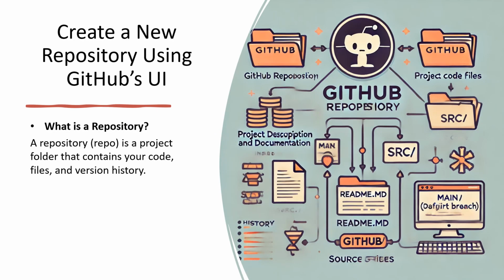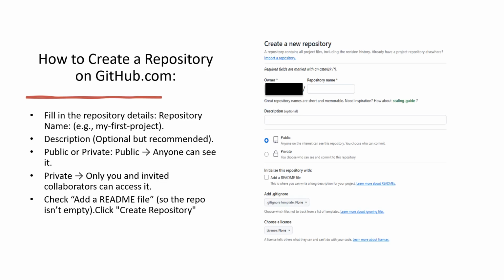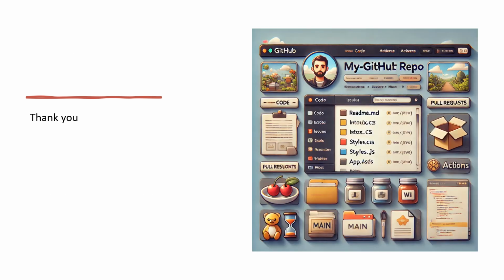A repository, or repo, is like a project folder that contains your code, files, and history. Let's create one. Go to github.com and log in. Click the plus icon in the top right and select New Repository. Enter a repository name, e.g., My First Project. Add an optional description. Choose whether the repository should be public, anyone can see it, or private, only invited collaborators can access it. Check the box for Add a README file, so the repository isn't empty. Click Create Repository.